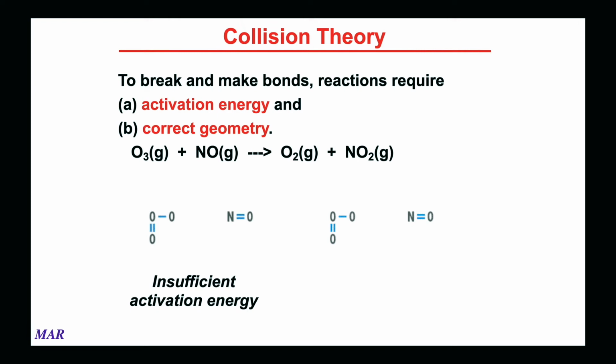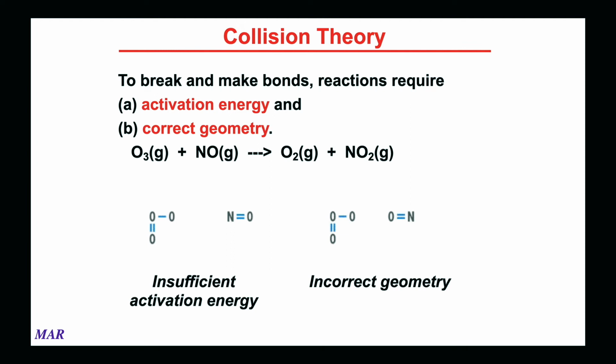Let's look at an example now that's not about insufficient energy, but the incorrect geometry for this reaction to occur. If the 2 molecules collide with sufficient energy to overcome the activation barrier, but with an orientation that does not allow new bonds to form, no reaction takes place. The molecules will separate unreacted. In this reaction, the nitrogen must collide with an oxygen on ozone to make the NO2.